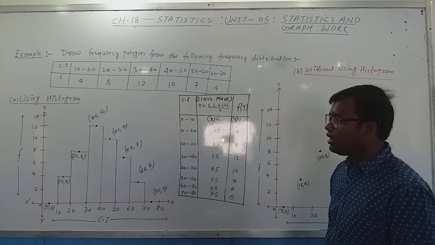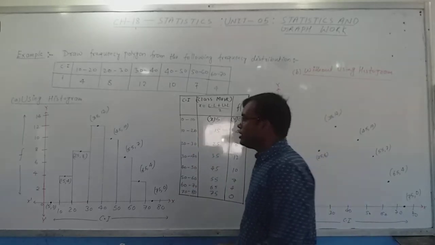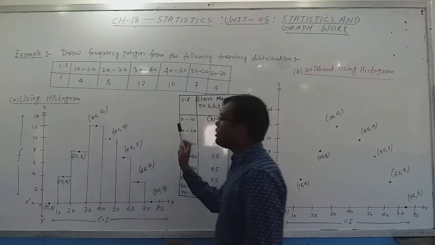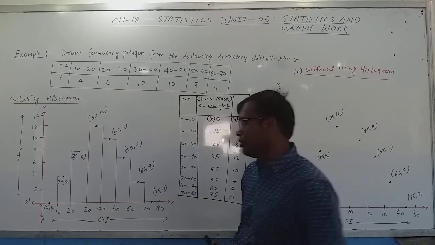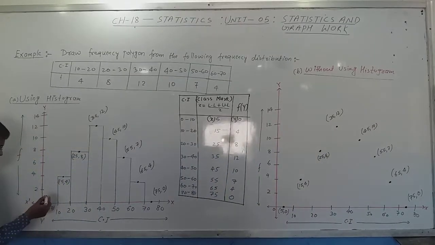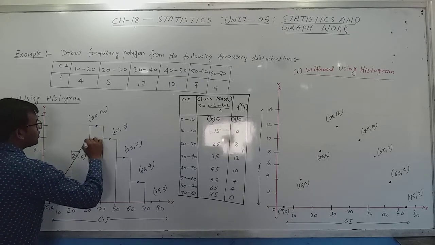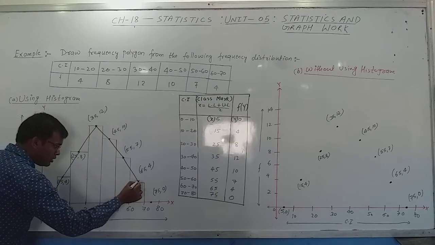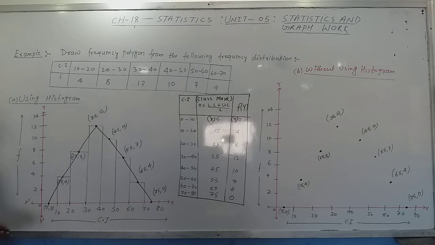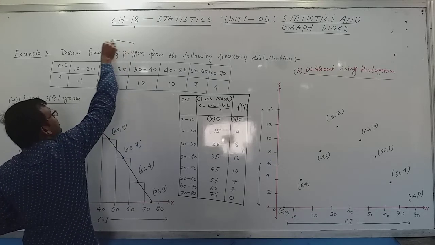Is it clear? After plotting these coordinates, just join all the points by using a scale or by using a freehand curve. So you just join them in this way. Okay, so this is the frequency polygon using the histogram.